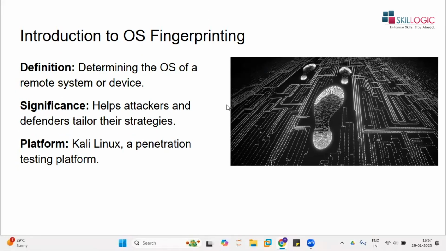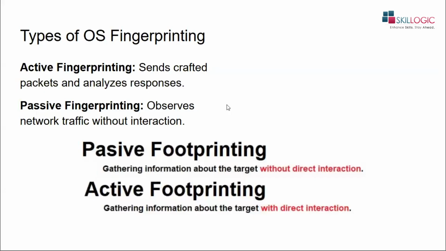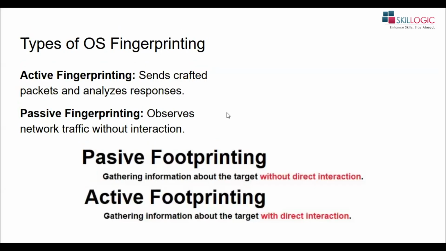There are two types: active OS fingerprinting and passive fingerprinting. Active fingerprinting involves sending carefully crafted packets to the target system, and we examine the TCP or IP behavior received in the response. This method is accurate, but active fingerprinting is more likely to be detected by an IDS, intrusion detection system, or IPS or firewall.